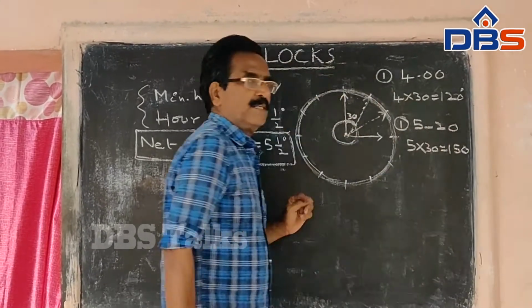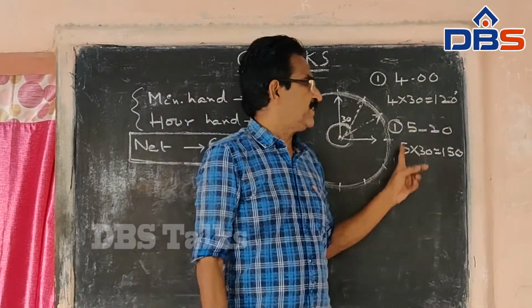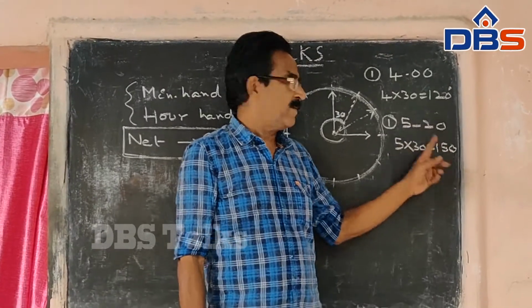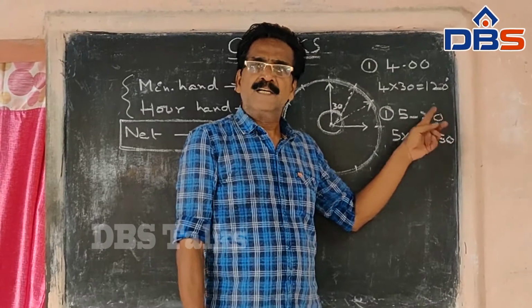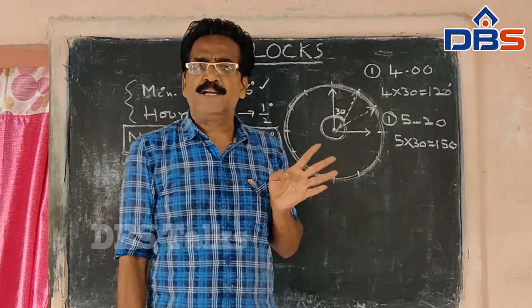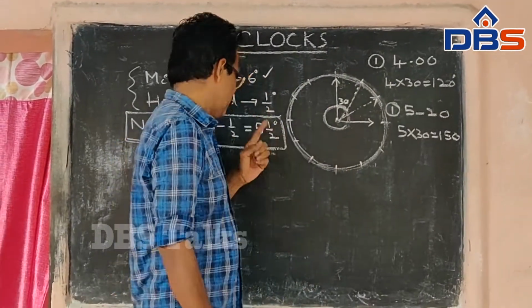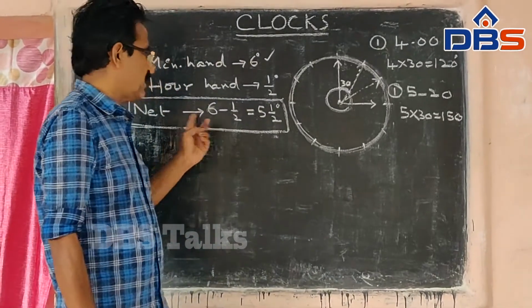At 5 o'clock, the angle between the hands is 5 into 30, 150 degrees. After 5, how many minutes passed? 20 minutes passed. We know one point. What is that?